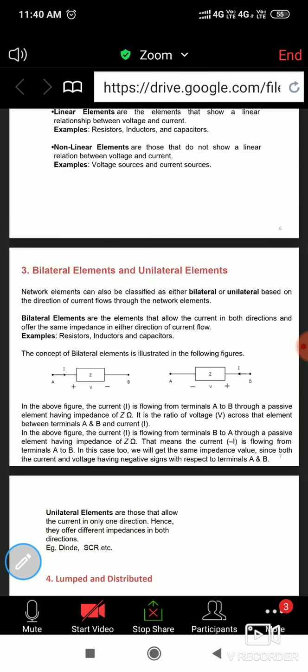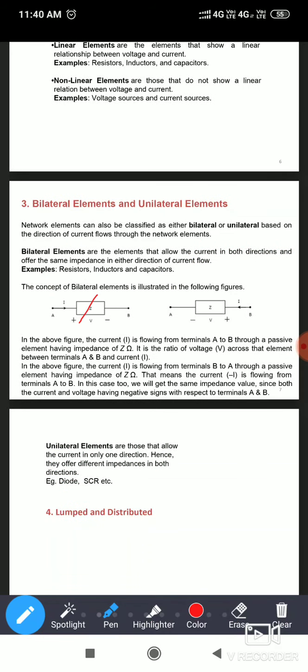So resistor I have shown. Okay, here. If you are passing current through this resistor, voltage V will be dropped. I will be the current and voltage V.